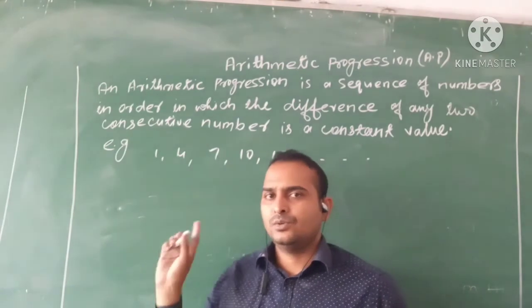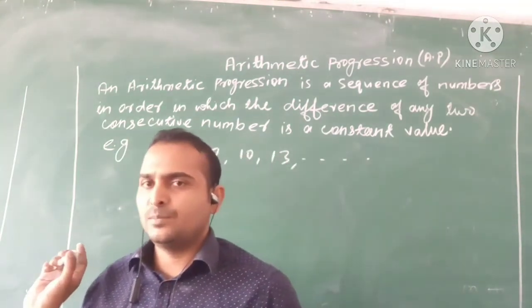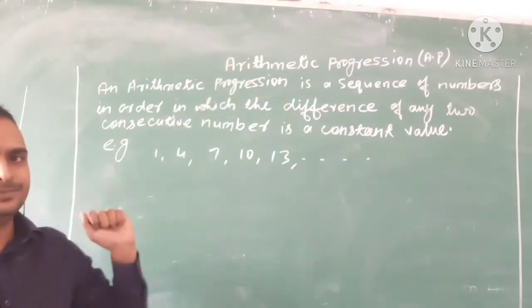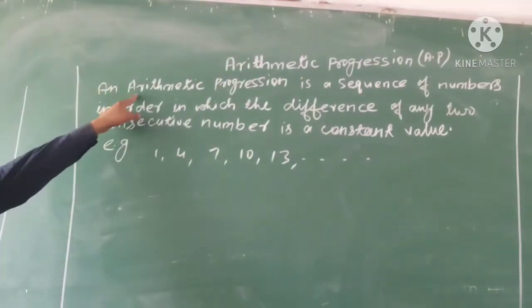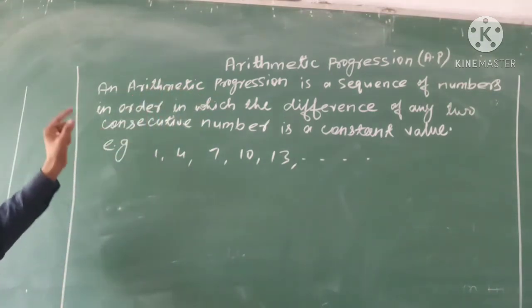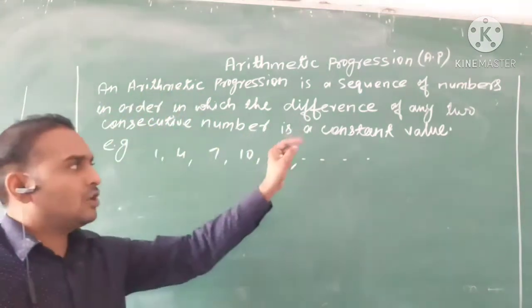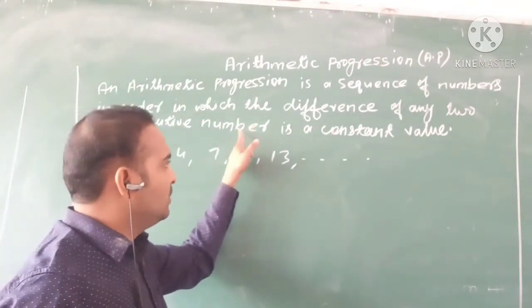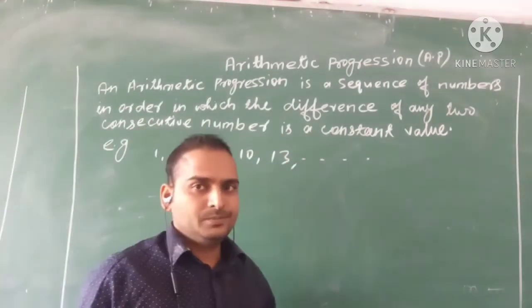Welcome back with the new chapter, Arithmetic Progression. What is arithmetic progression? An arithmetic progression is a sequence of numbers in order in which the difference of any two consecutive numbers is a constant value.